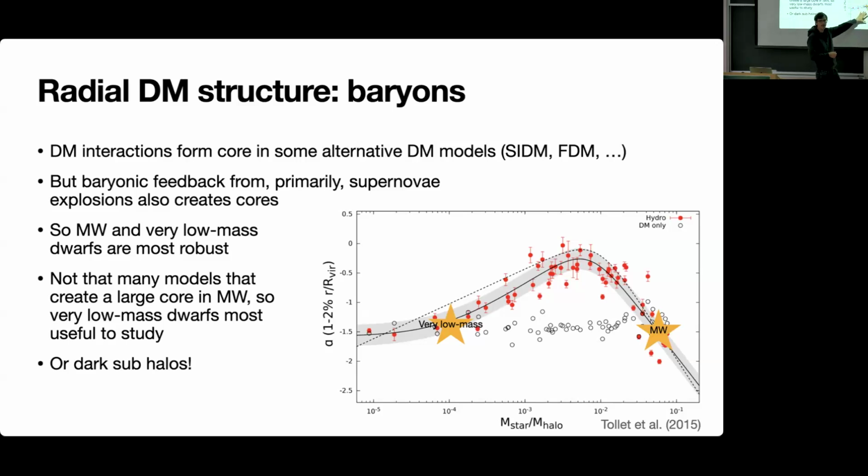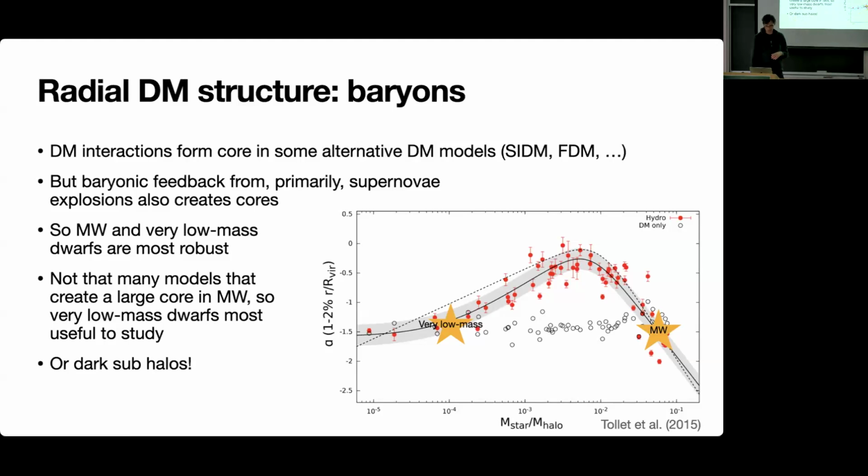And at the very low mass end, if you look at very low mass dwarfs, there are also just not enough stars, not enough supernovae to disrupt the core. So that's a good place to look as well. There, the issue is that you don't have that many stars, so it's hard to measure things through dynamical modeling that's precise enough to learn something. The other thing that you can look at, perhaps, is just dark subhalos as well.